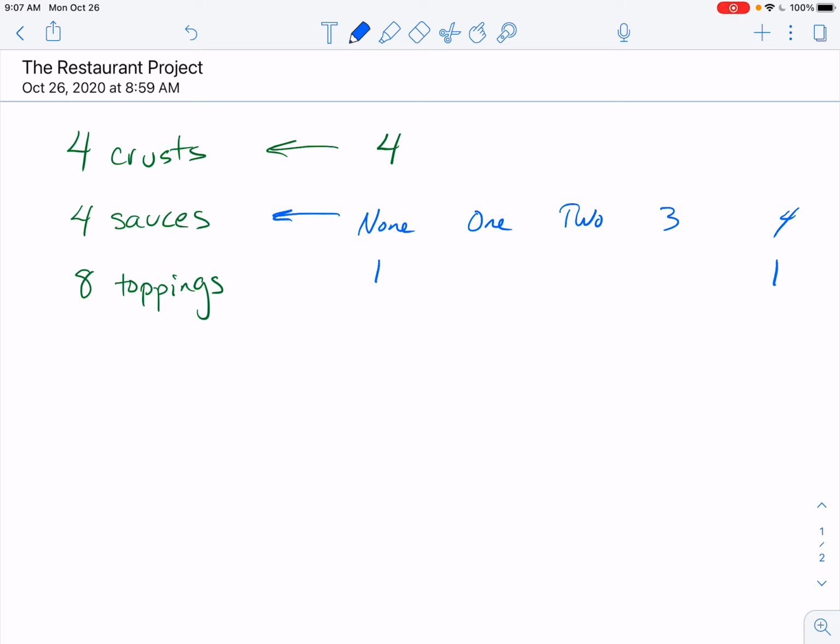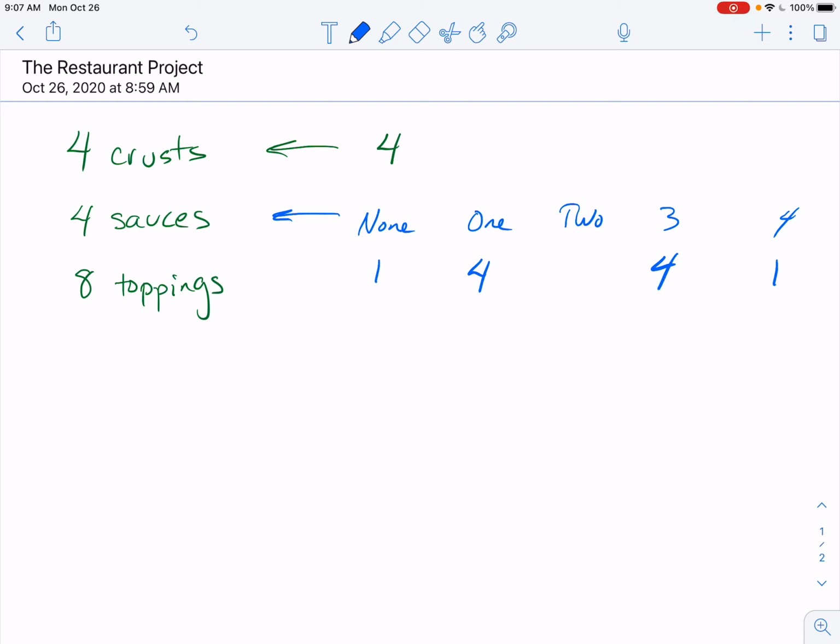In order to choose one sauce, well, there's 4 ways to do that. Okay, you could either have sauce A, B, C, or D. And to choose 3 sauces, it's basically you can omit 1. So you could omit A, or you omit B, or omit C, or omit D. And so there's 4 ways to do that.